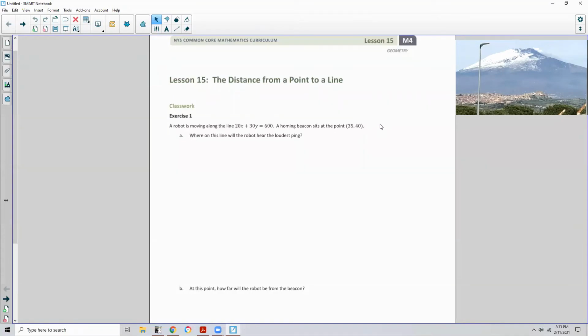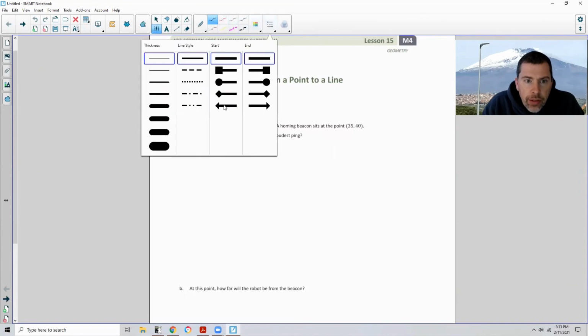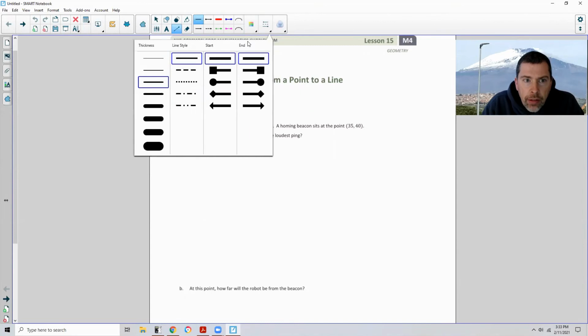Okay, lesson 15, the distance from a point to a line. All right. Well, in this lesson, the distance from a point to a line. So let me just explain what they're saying here. So if we have a line, let's do this.